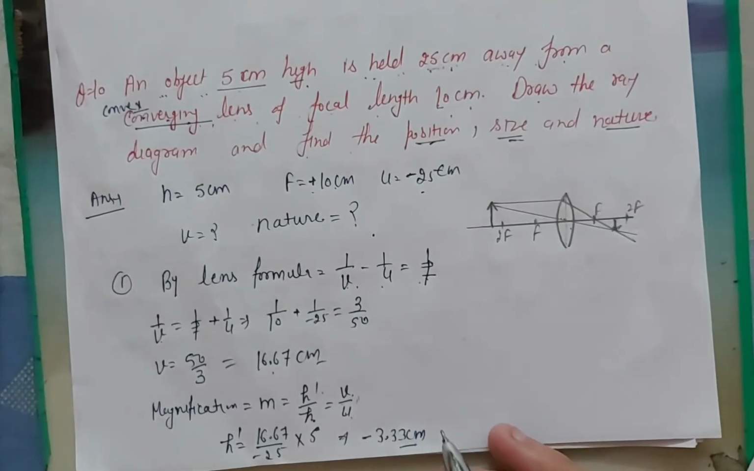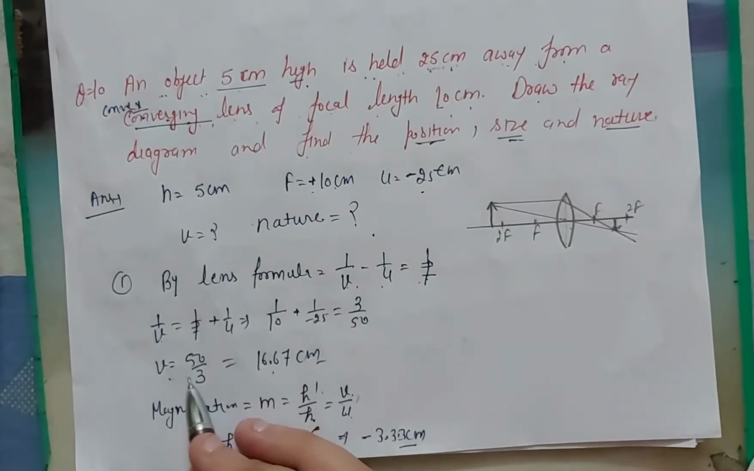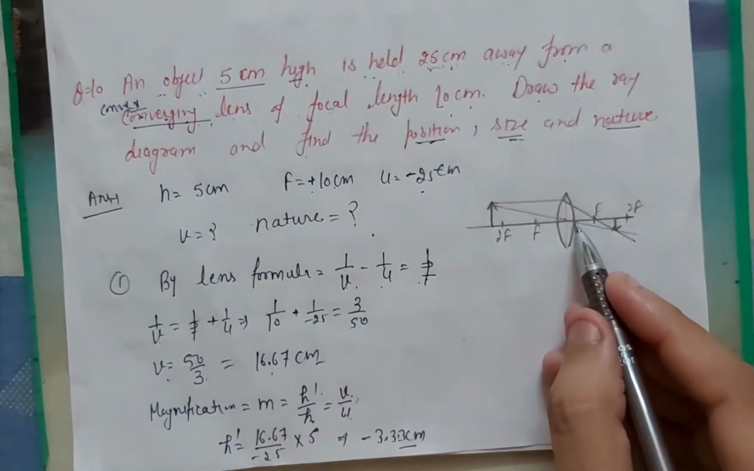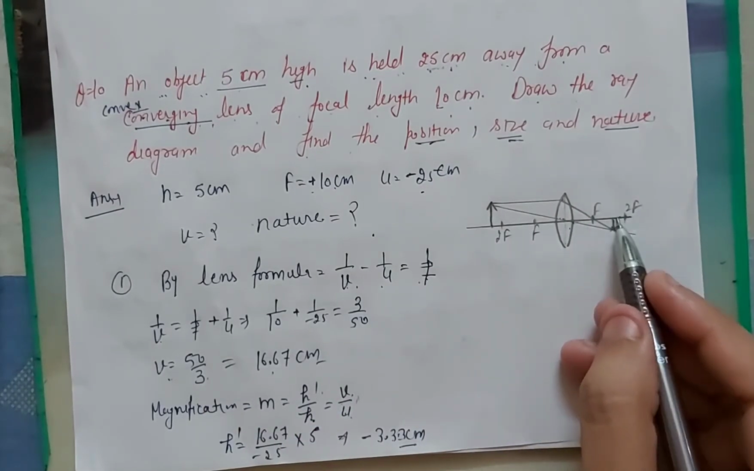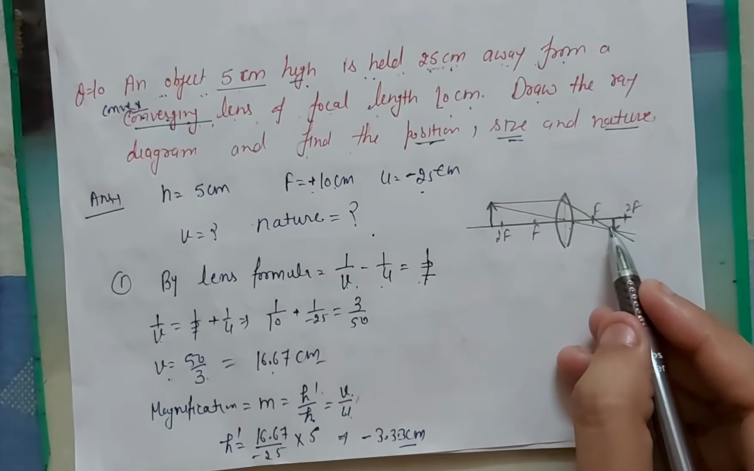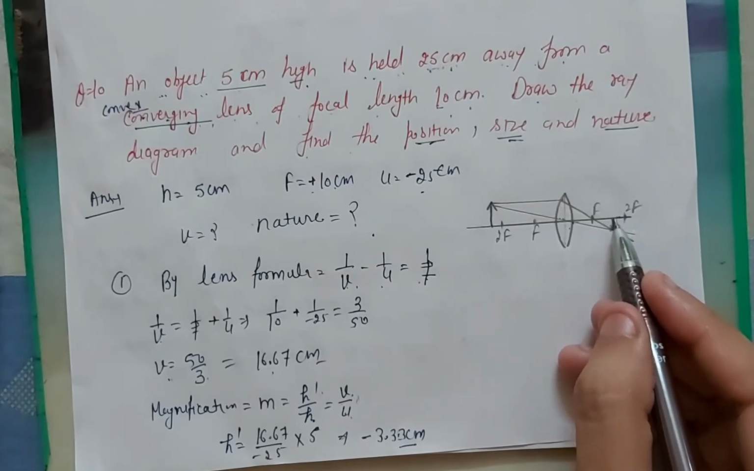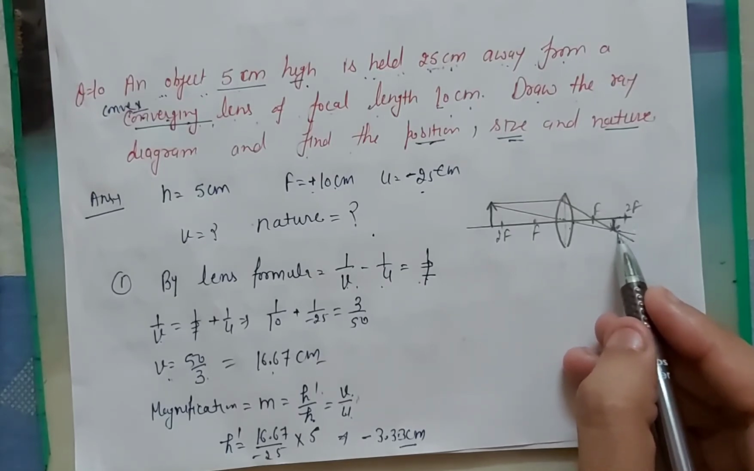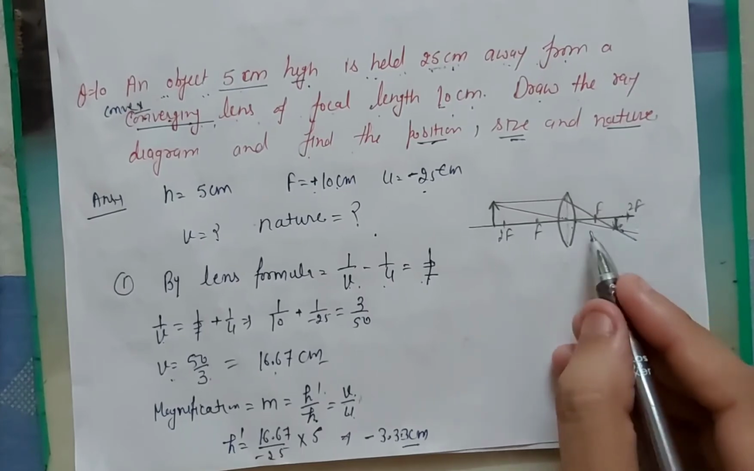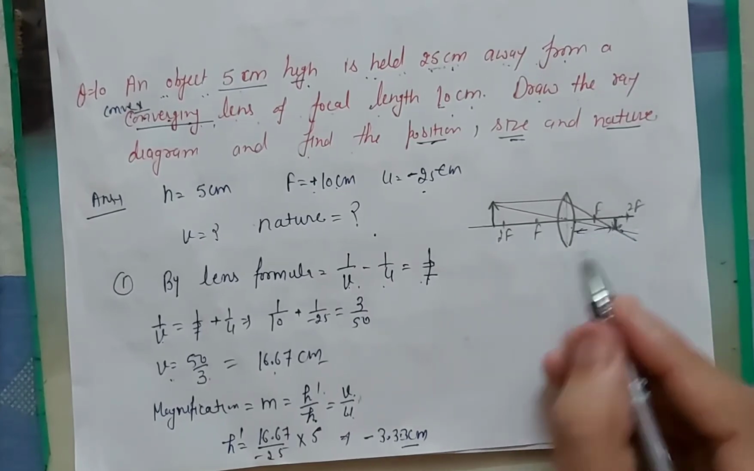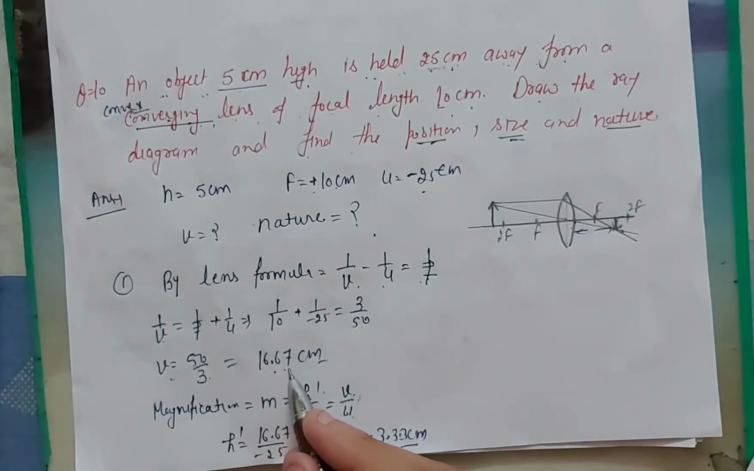So we can say that the image is real. How is the image real? Because the v value is positive. Positive means this side, and on this side we always get a real image. So the image is real and a real image is always inverted. This distance is given, this is 16.67.